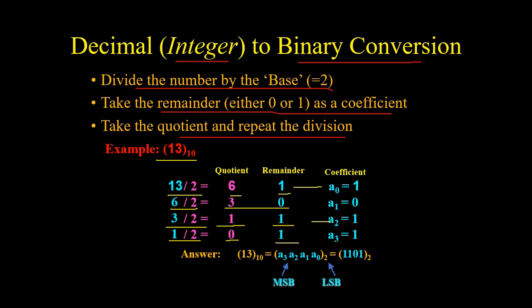The remainder obtained from the last successive division will act as the MSB or most significant bit, and the remainder obtained in the first division will act as the LSB or least significant bit, and we will write the remaining bits in the reverse order as they are obtained. Like in this case, A3 will be MSB, then A2, then A1 and finally A0, which is LSB.